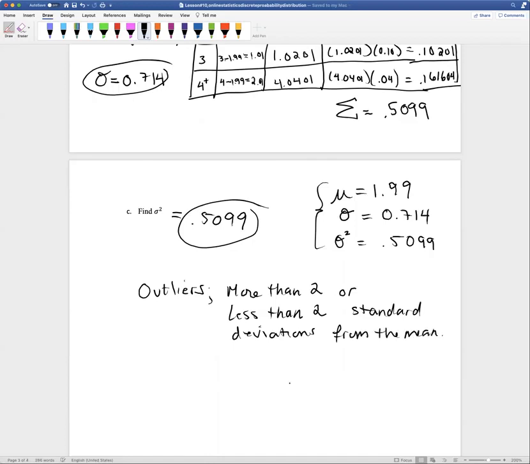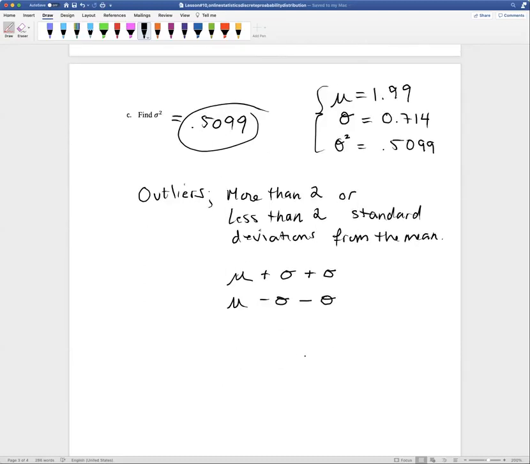Okay, well, what does that mean? That means if you know what the mean of a data set is, and you add the standard deviation onto it twice, and then subtract the standard deviation from the mean twice, that will give you a range of all of the values that are considered to be normal. Anything outside of that range is a possible outlier. So let's figure out what the possible outliers for this data set are.